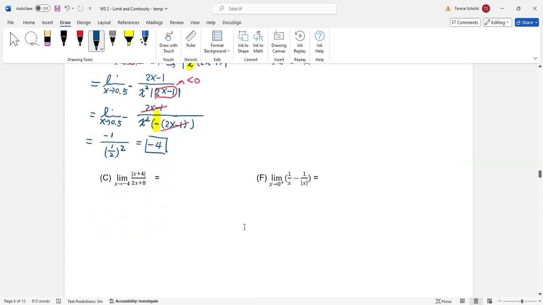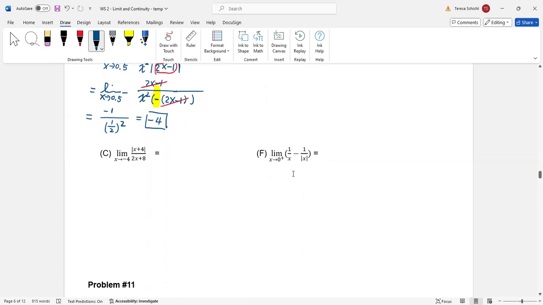Now let's take a look at part C. x approaches negative 4. For this one, the top approaches 0 and the bottom approaches 0 as well. Both the numerator and denominator approach 0, so let's take a look at how we break the absolute value. First, we have negative 4, so let's try to approach it from the left-hand side.